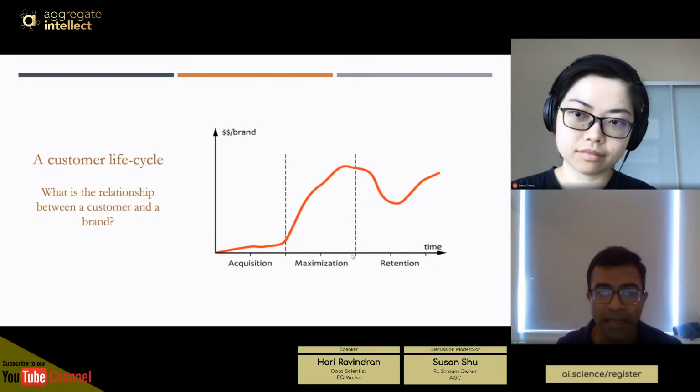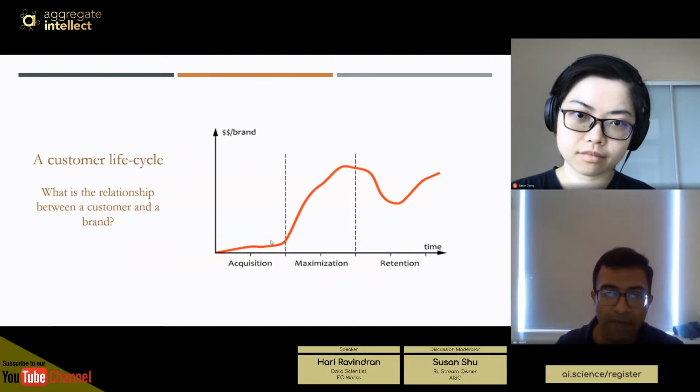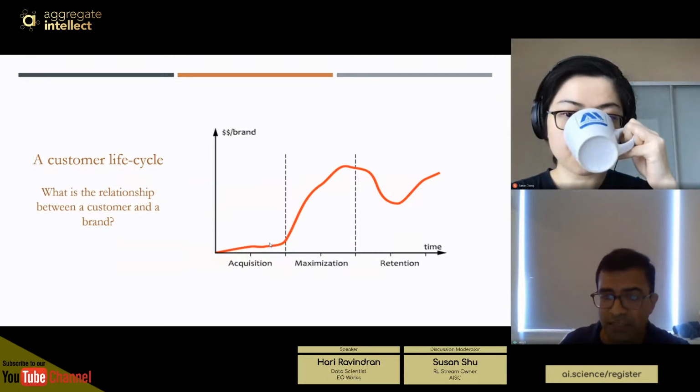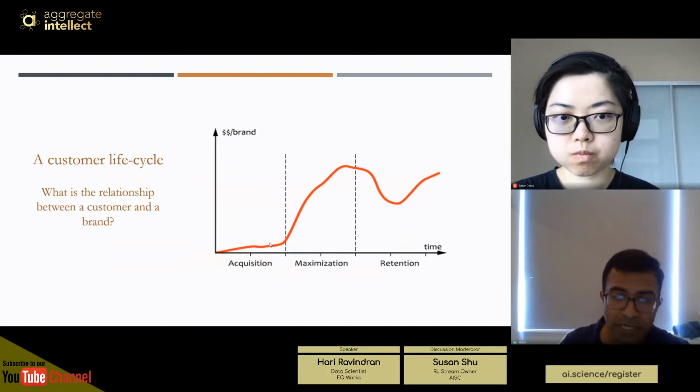So the idea behind the long-term goal is to basically see where a customer lies in this life cycle. Are they in the acquisition phase? Are they in the maximization phase? Or are they in the retention phase? And depending on which phase they're in, the idea is, if they're in the retention phase, maybe to push them back into the maximization phase. If they're in the maximization phase, hopefully let them stay there. If they're in the acquisition phase, you'd like to move them on to the maximization phase.